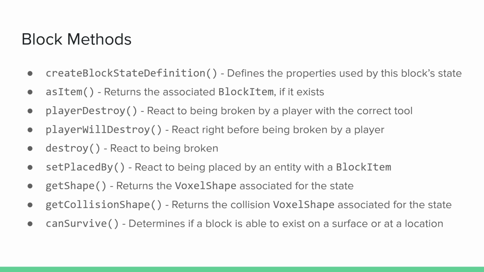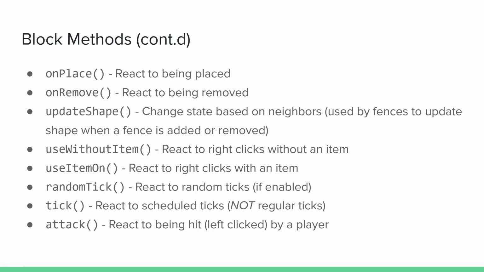And canSurvive is pretty important. For things like torches or signs, it determines if it's a valid placement location in its current state. So the canSurvive method would fire on a block update. If you broke a wall that a sign was on, the block update would fire the canSurvive method on the sign itself. The sign would check to see if the wall it's on still exists, and if not, it destroys itself.